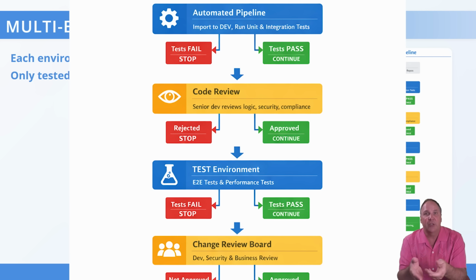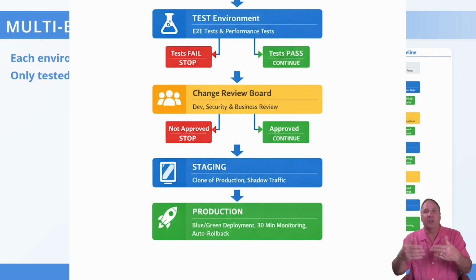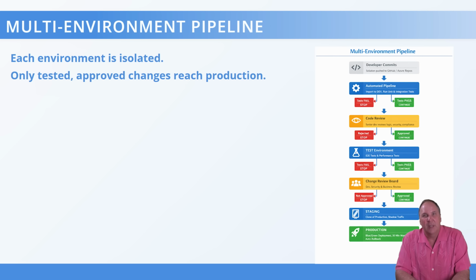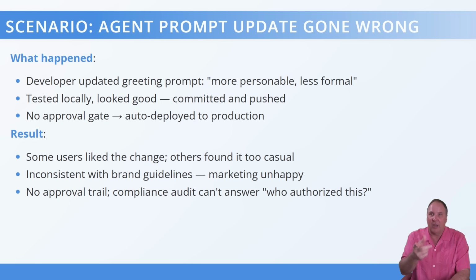Once approved, the solution is promoted to the test environment. Here, your E2E tests run against realistic test data. If your E2E tests pass, it moves to staging, a copy of the production environment, and there, final human validation happens. Only after all that does it move to production. This process is thorough. It's not fast. It prevents disasters. Let me give you a concrete example. A developer updated an agent greeting prompt to be more personable, less formal. They tested it locally, liked it, and pushed it through, but there was no approval gate.